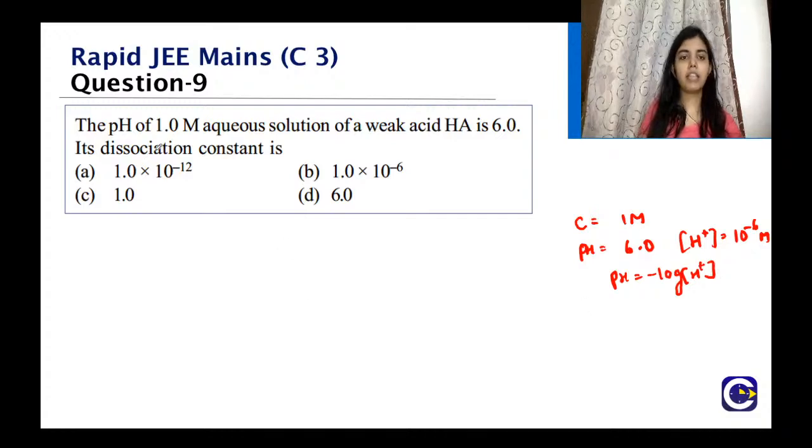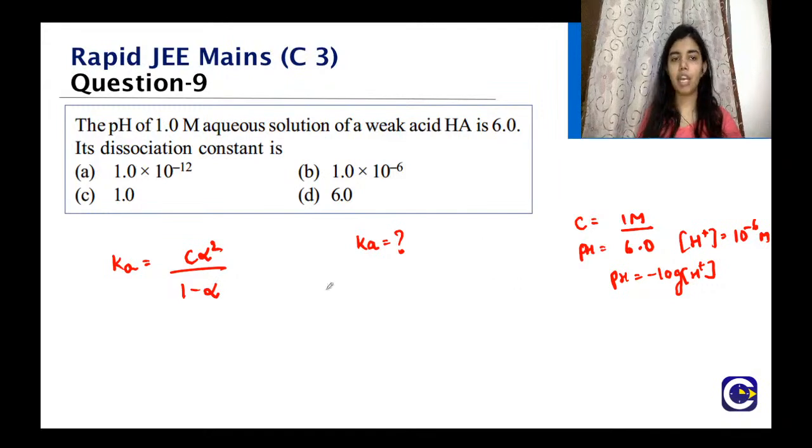Now it is asking for the dissociation constant, that means we need to find Ka here. We know that Ka equals C alpha square divided by 1 minus alpha, where alpha is the degree of dissociation. We already have the concentration, that is 1 molar, but we need to find the value of alpha. So how will you find the value of alpha?